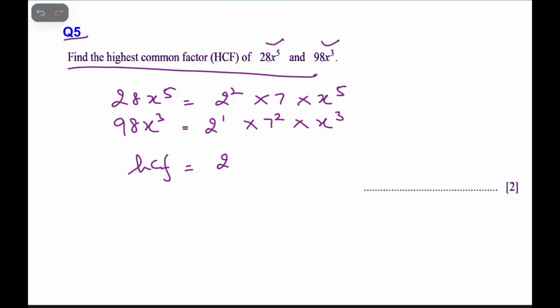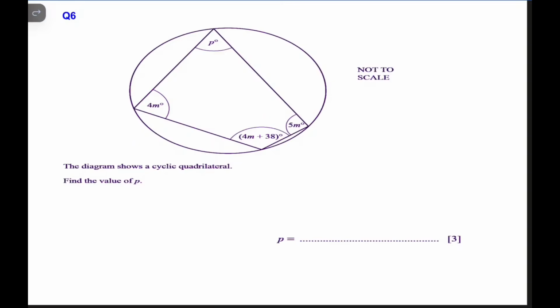Highest common factor, so that will be 2 power 1 times 7 power 1 times x power 3. So 14x cube will be our answer. Now question number 6, the diagram shows a cyclic quadrilateral and we have to find the value of p.